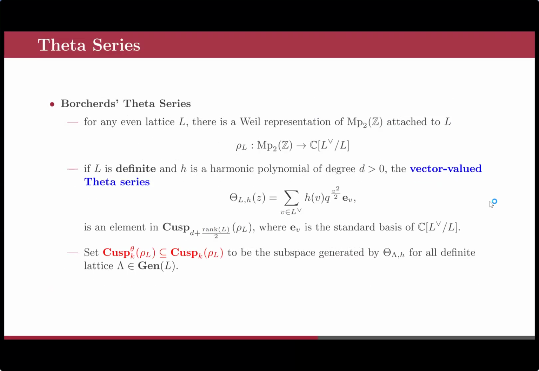And this is the Borcherds Theta series. Roughly speaking, given any even lattice, there is a Weil representation of the metaplectic cover of SL2. I denote it by rho L. And when L is definite, Borcherds has found that the vector valued Theta series is defined by the following. It's just taking the summation of q to the power of v squared over 2 times e_v. Here v runs over all the dual vectors of L, and here H is a harmonic polynomial of degree d. Borcherds shows that this is a cusp form of weight d plus the rank of L over 2, and the type is rho L.